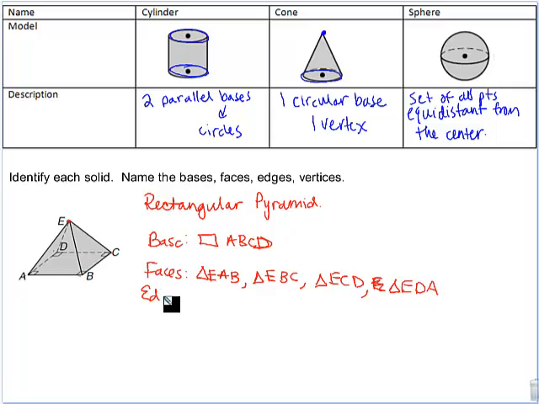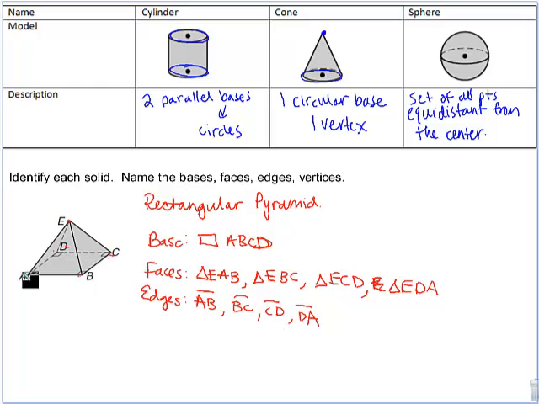Our edges, you want to do this in a systematic way. So I'll first name the 4 edges along the base. The 4 edges along the base would be AB, BC, CD, and DA. I just went right around: AB, BC, CD, DA.